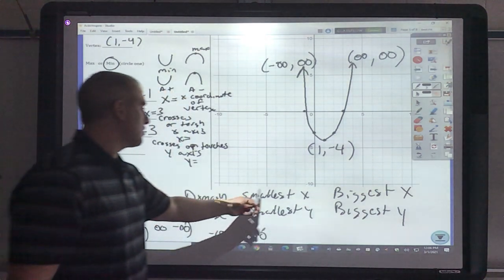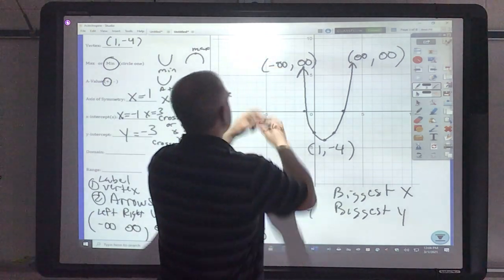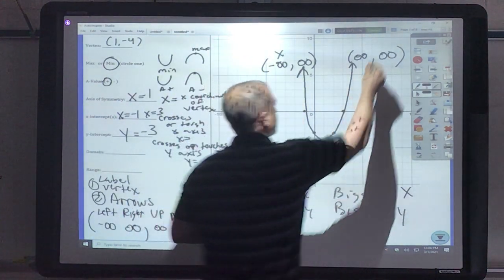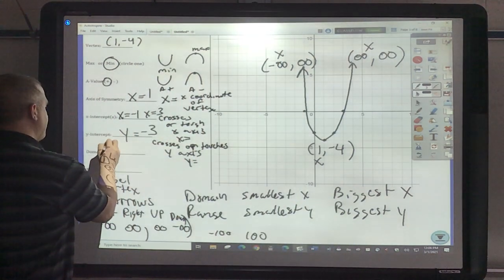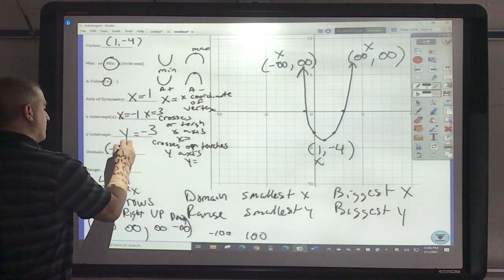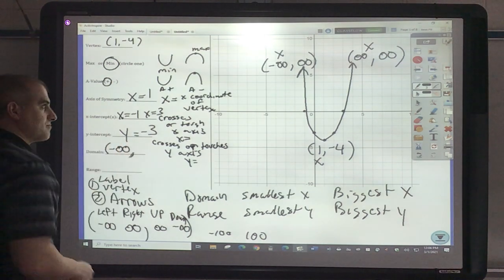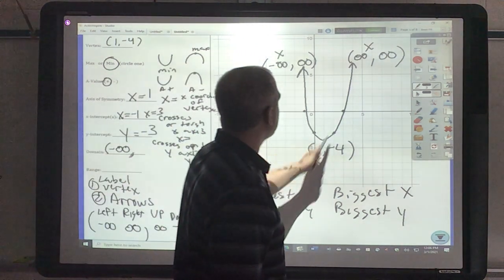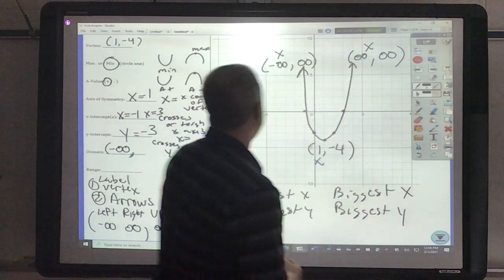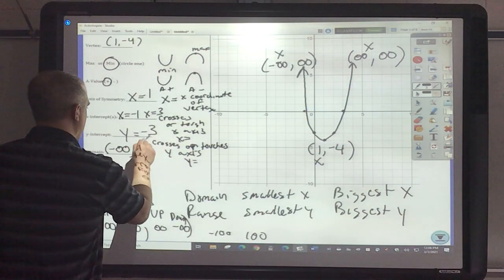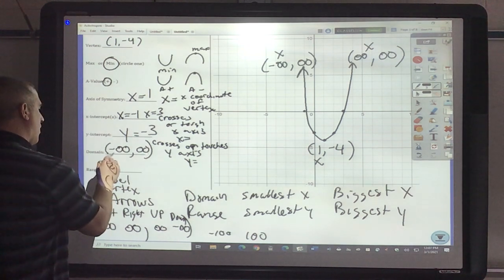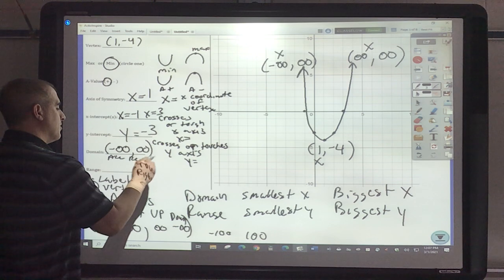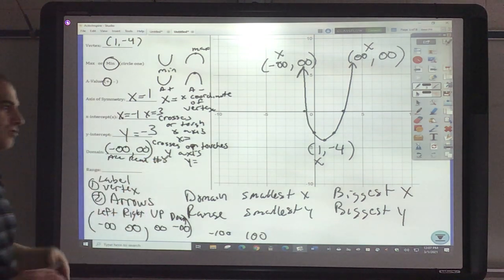So when we do the smallest x value, remember, this is x, this is x, this is x. Which one of these is the smallest? That is going to be -infinity. So I put it with a curved bracket. Now, for the biggest x, what's the biggest out of that? That would be that one, like +100. Okay, so I put a curved bracket. That's the domain. And what that means is all real numbers. You're going to hear that expression used before, but you can just put -infinity to infinity.